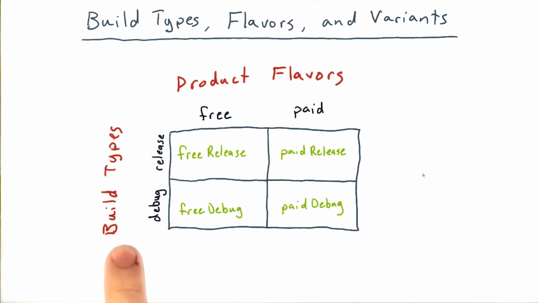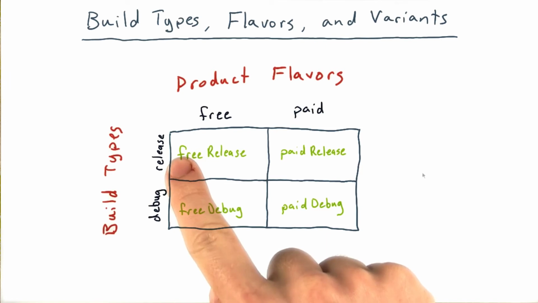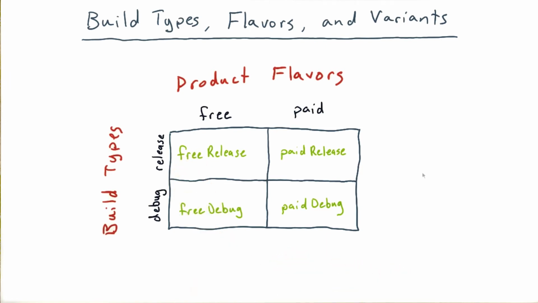Build types are used to control how our app is built and packaged. By default, every Android app has two build types, debug and release. As the name implies, the debug build type is primarily used during development, and the release build type is for production. Also, by default, the debug build type is compiled with debug symbols and signed with a debug key, which allows us to install on a development device. You can also define additional build types, for example, for quality assurance testing.